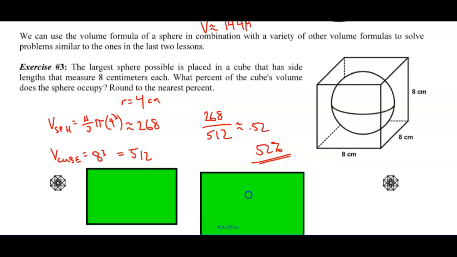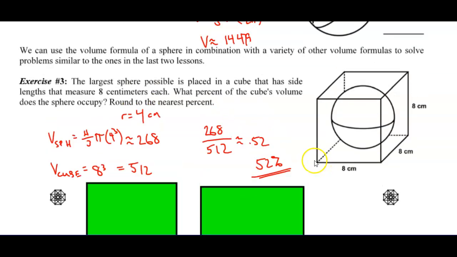Okay, so 52%, which to me looks a little bit lower than I expected. I expected it to take up more space, but there's a lot of space in the corners here, so that's why it comes out that way.